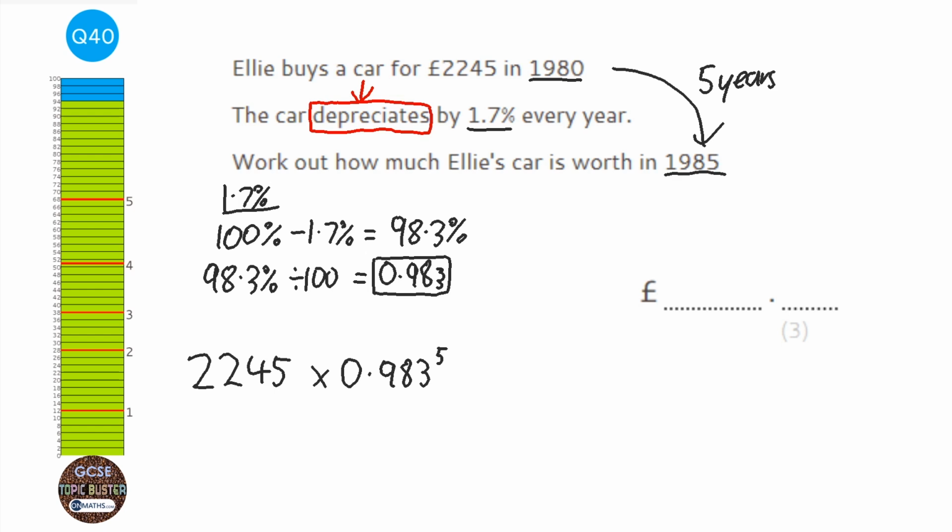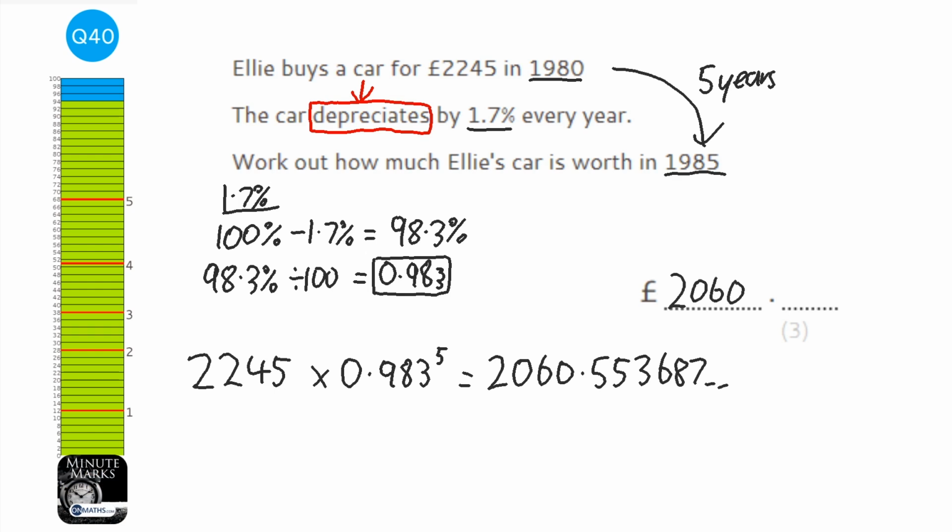So 2245 on the calculator times 0.983 to the power of 5, and I get the answer of 2060.553687 and so on. Okay, so because it's money, it's going to be 2 decimal places, so that's going to be 55. Now last thing is just to check your answer makes sense. Well, the car was worth 2,245. It has depreciated, but not by very much. 1.7% is not very much. So it's gone down, and it lost about, say, roughly £200. So the answer makes sense.